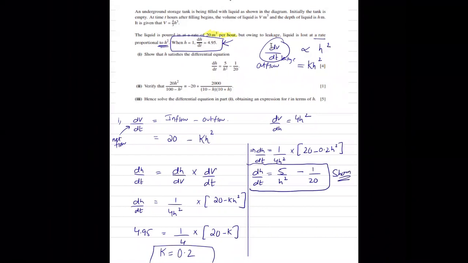Okay. Done? Yes, sir. Okay, in the second part, they are asking you to verify that 20H square over 100 minus H square is equal to this. So you just have to, and it's a 1 mark question, you just have to equate them and justify the reason.